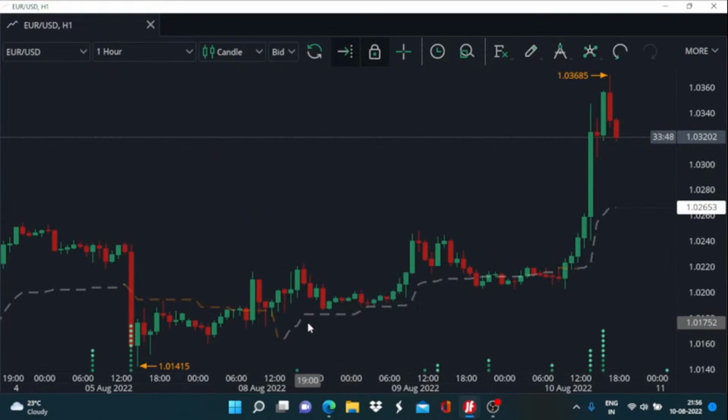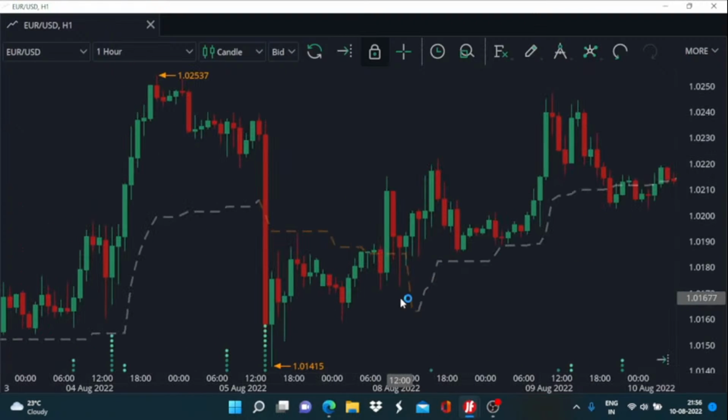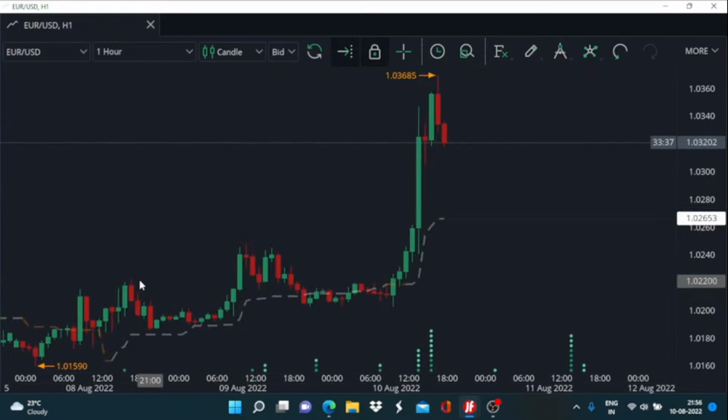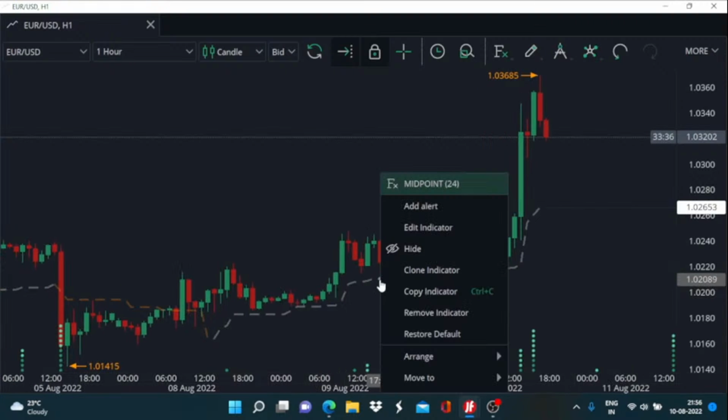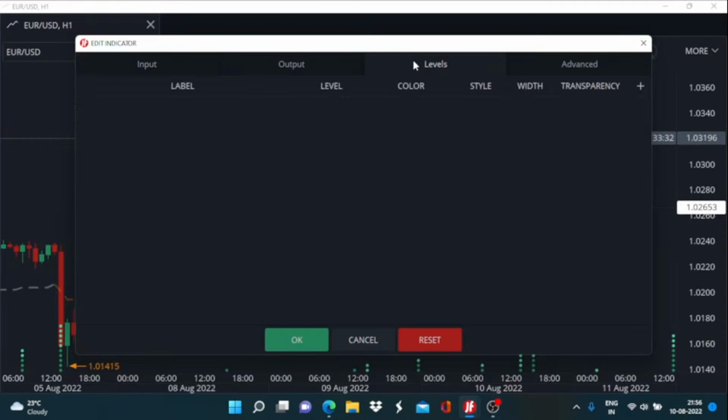So if the trend is upward, if the midpoint over the period is on the rise, then we have this whitish line. If it is in decline, then we have this yellowish brownish line. Okay, then comes the level. We don't really have any options here.